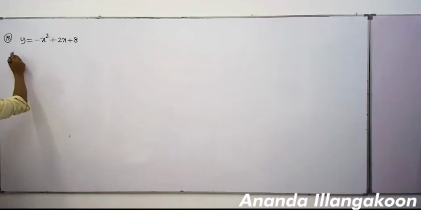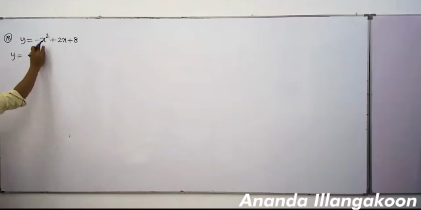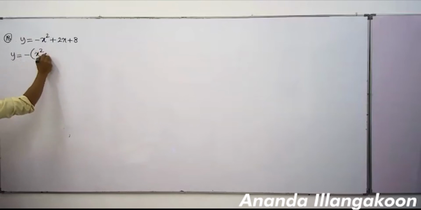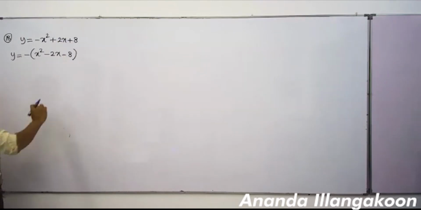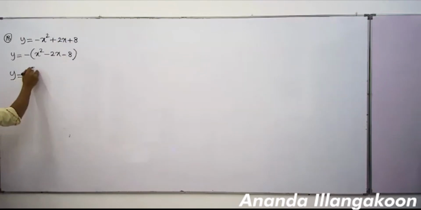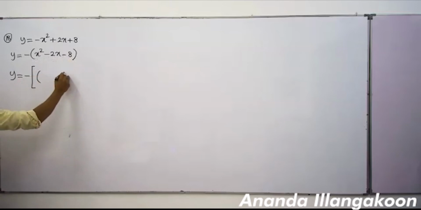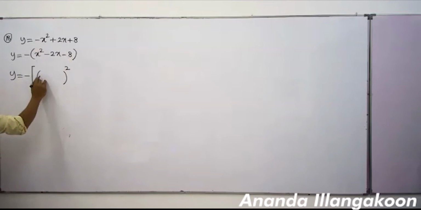Before completing the square, we know the x squared coefficient should be plus 1. Then take this minus sign out. Once you take that out, something like this we get. The signs will change inside the bracket. Now this is the one we complete the square on. Open the bracket, put the perfect square. From this x squared, put only x. Divide the x coefficient by 2.